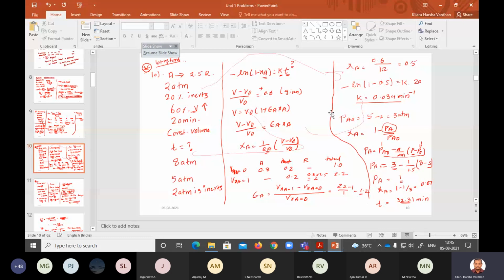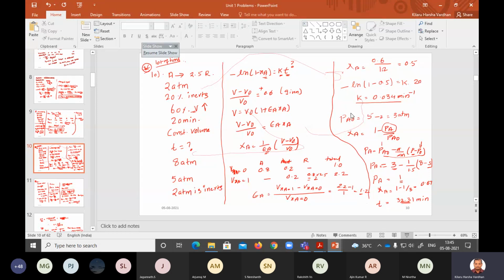Now the second case. What is the second case? It is asking you for this kind of reaction, if you are going for a constant volume reactor. I take the same constant volume instead of variable volume. So how much time is required for this reaction to go from 5 atmospheres to 8 atmospheres? Because in a constant volume, the pressure will change. So how much time is required for the pressure to change from 5 atmospheres to 8 atmospheres? Out of the 5 atmospheres, 2 atmospheres is given by inerts.